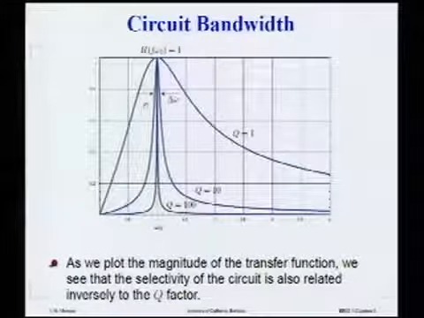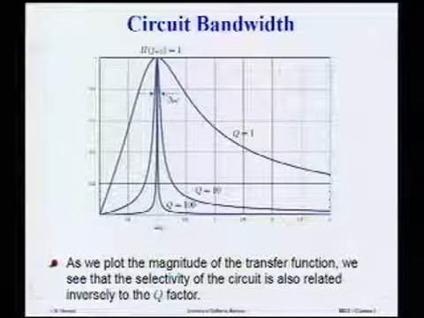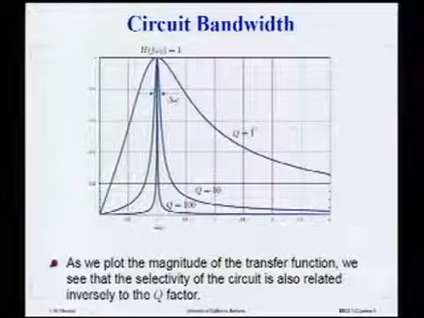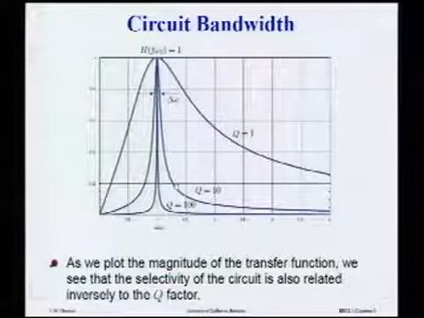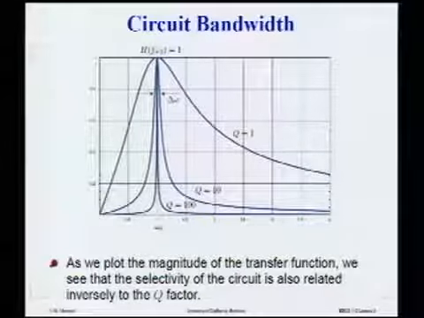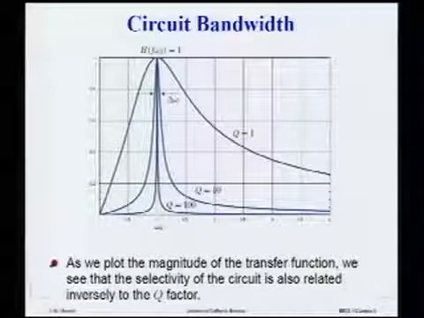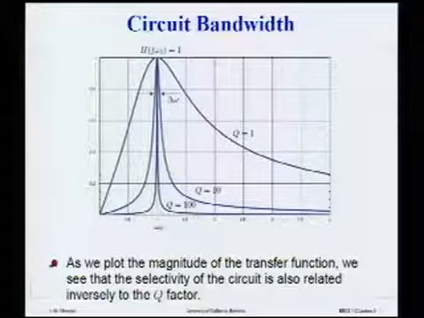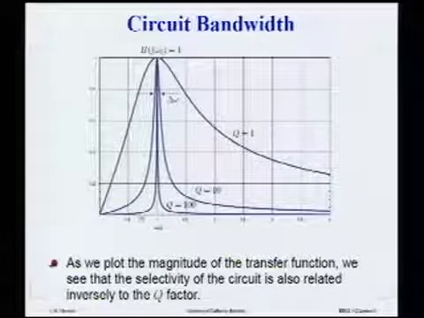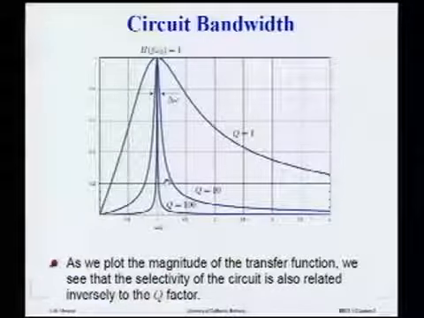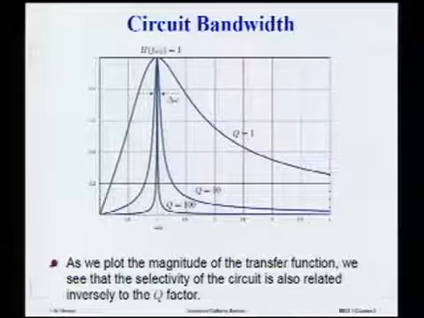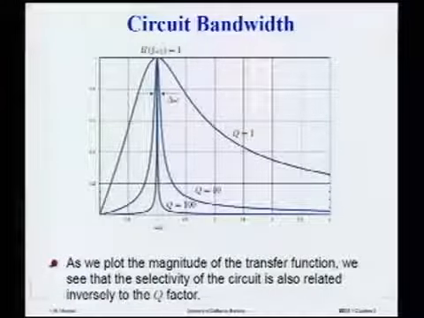And just from looking at this plot, you might conclude that this bandwidth here, or let's say the 3 dB frequency, is really strongly a function of quality factor. In other words, you might say the selectivity of the circuit is very dependent on the quality factor. You might, in fact, be tempted to say that this circuit has infinite selectivity if it has infinite Q. In other words, if the circuit had infinite Q, this would degenerate to an impulse function, and the circuit would only respond at one frequency. It would reject all other frequencies. Questions or comments?